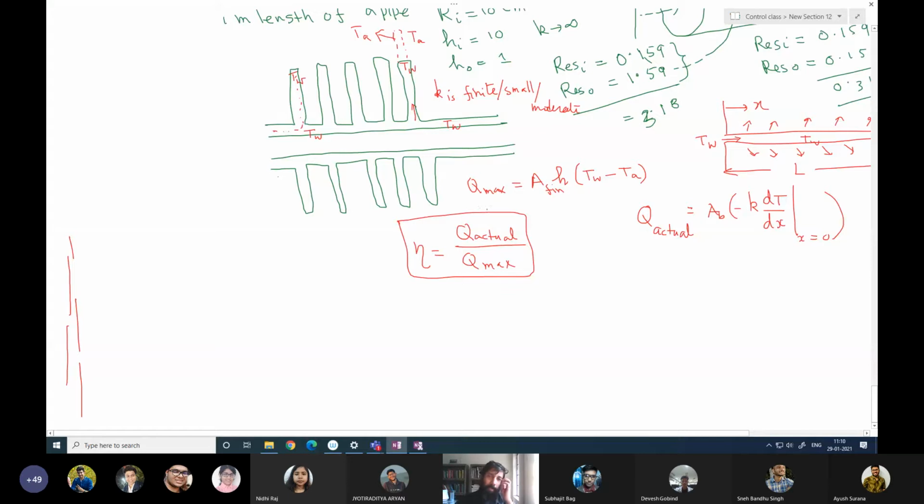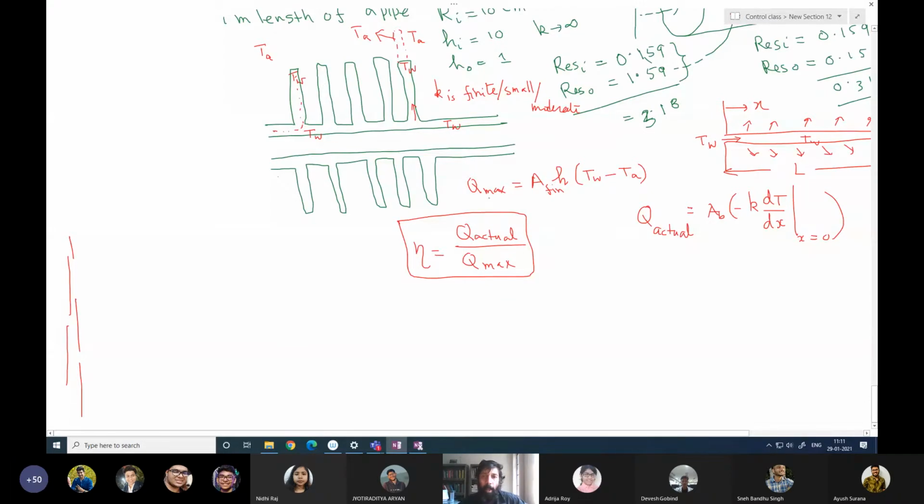So we are calling this an ideal fin because actually there will not be TW till the end. In fact, if the fin is too long, the TW will be almost the same as the ambient temperature, TA. Okay. So an ideal fin will have the same temperature everywhere. That is infinite thermal conductivity of the fin material.